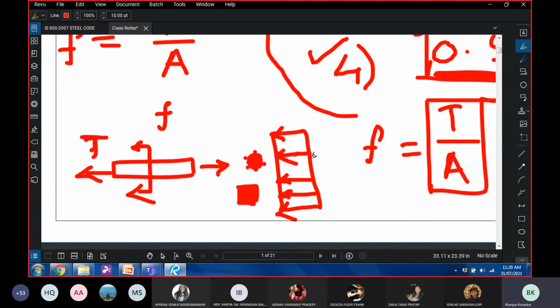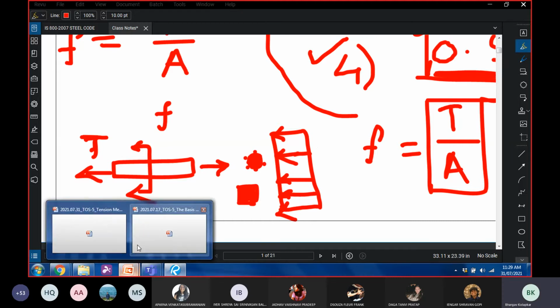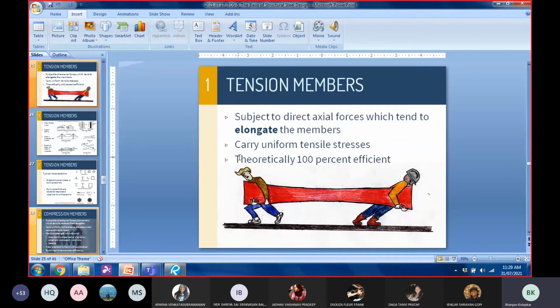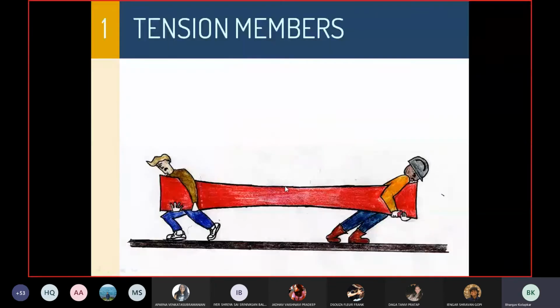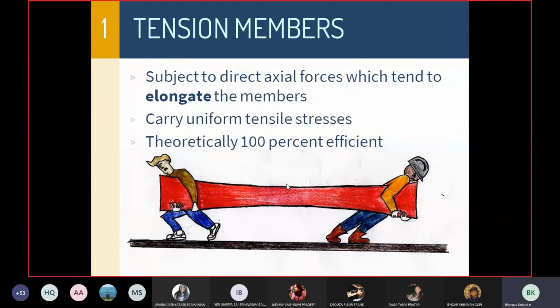Now, since the stress is the same everywhere, the entire cross section is participating in resisting that load, which means that the entire cross section is active. And therefore, it is said that tension members are, theoretically, the most efficient members because the entire portion of the section is participating in transmitting the load or resisting the load. And therefore, tension members are theoretically 100% efficient.